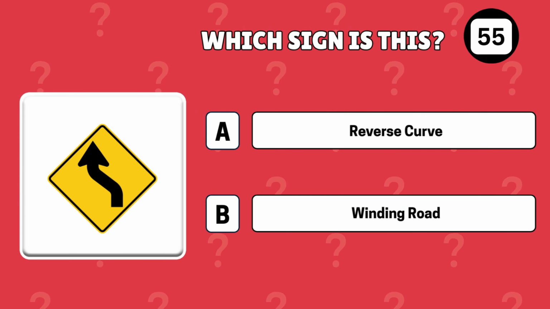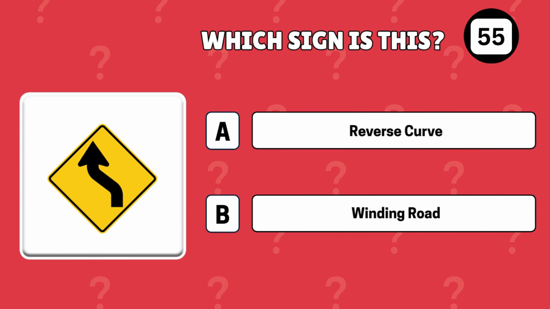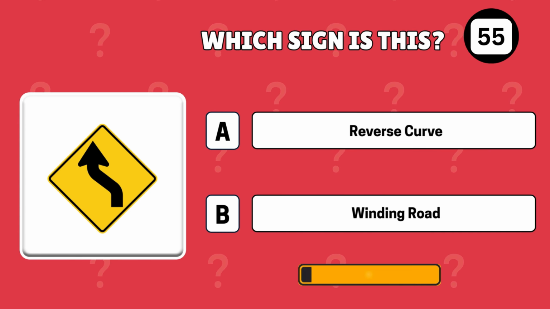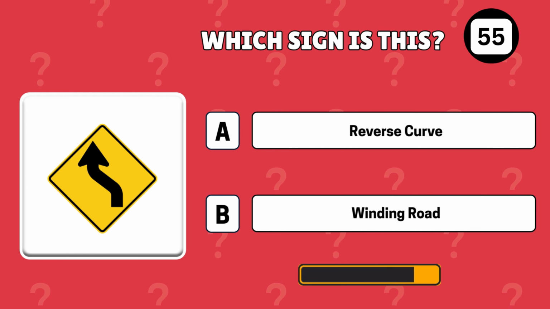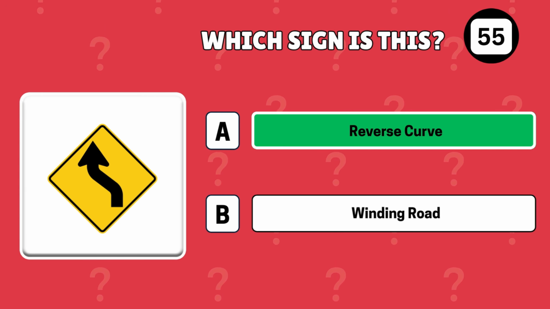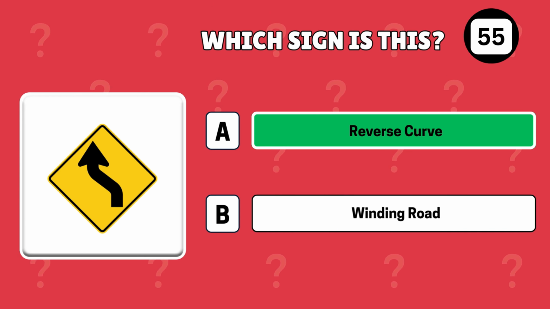Which sign is this? A. Reverse curve. B. Winding road. Excellent! This is the reverse curve sign.